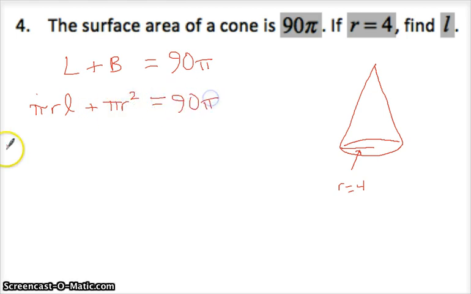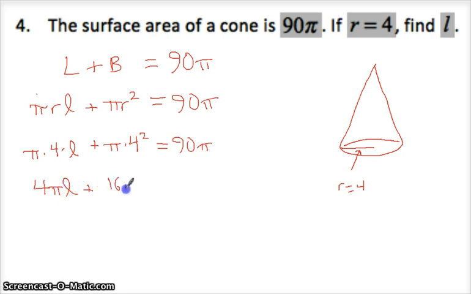Well, let's fill in what we know. I know the radius is 4. Don't know what the L is. I know this is pi, this is radius, so this is 4 squared. Okay, I'm almost all the way there. This is 4 pi L. This is 16 pi. I can subtract the 16 pi on both sides. This is all just algebra at this point. Whoops, there was a pi there. 90 pi minus 16 pi, that's 74 pi.